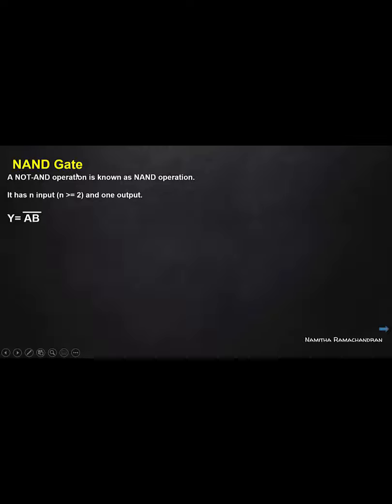And this NAND gate also needs a minimum of 2 inputs, and n may be any number. It generates only a single output. This is actually NOT of AND. Take the AND operation first, then its complemented form, which forms the final output of the NAND gate. AND operation first, then NOT it or complement it.